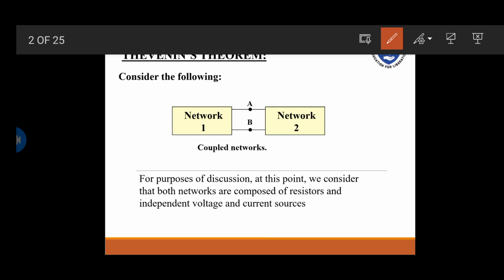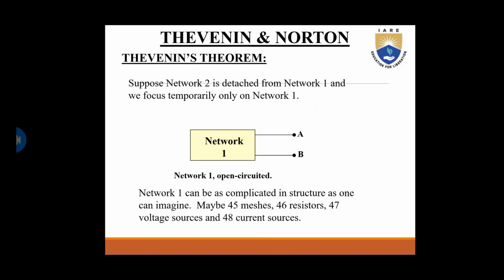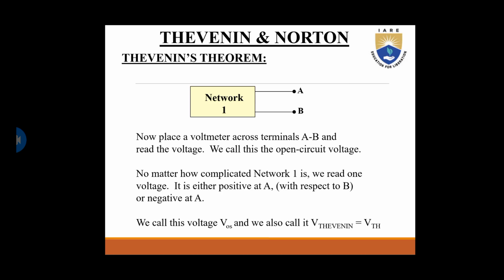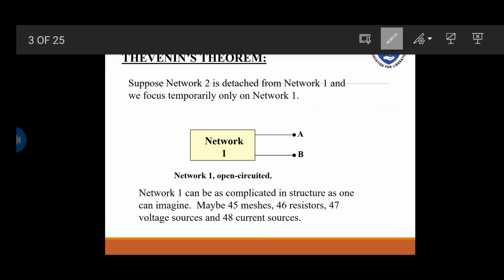You can consider the circuit network 1 and network 2. Please remember this circuit for a short span of time. Now just detach network 2 from the circuit, then you are remaining with network 1 which is connected to A and B.